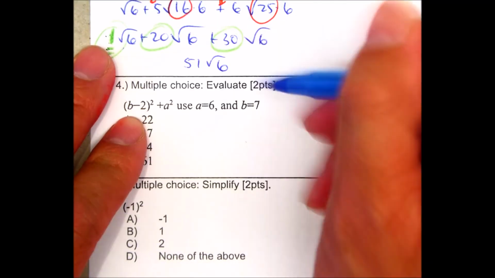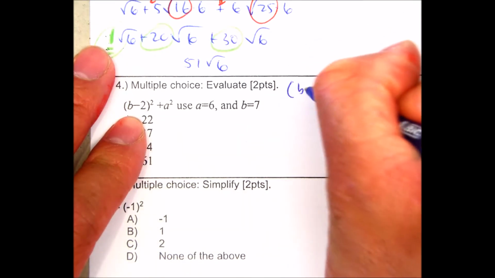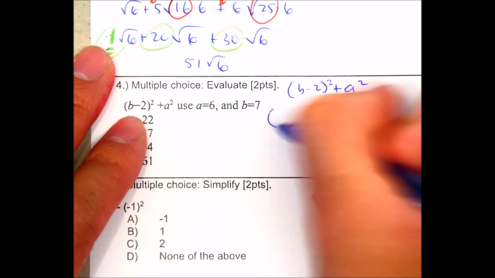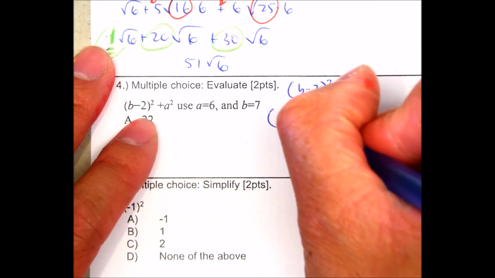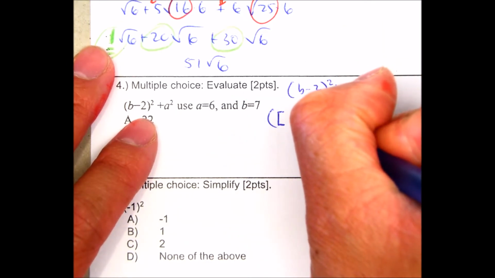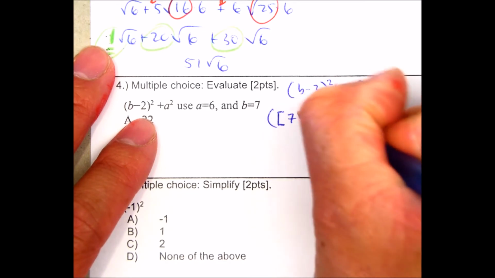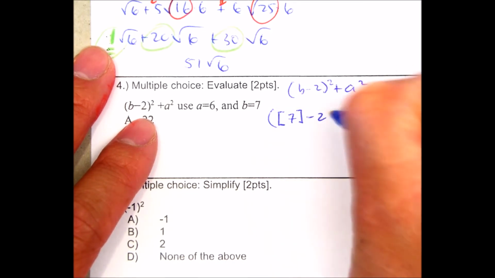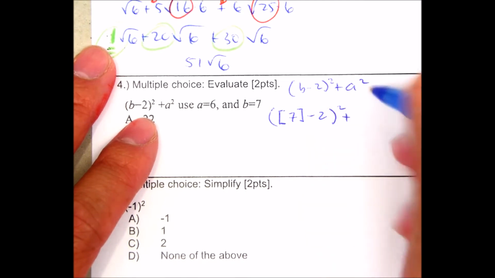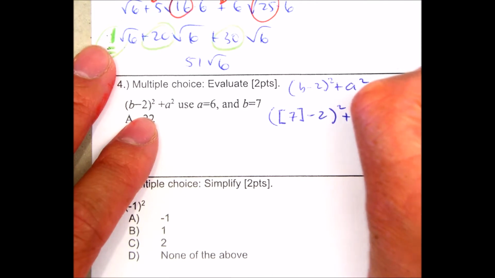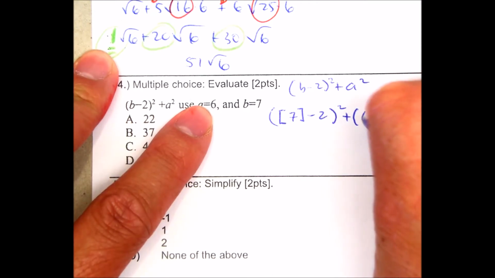In this problem, b minus 2 squared plus a squared. So for every b value, I'm going to be putting in 7. But when I do that, I'm going to use parentheses or a bracket. And for the a value, because there is no, you can use another set of parentheses or brackets. Remember, those are just grouping symbols and they're the same thing.